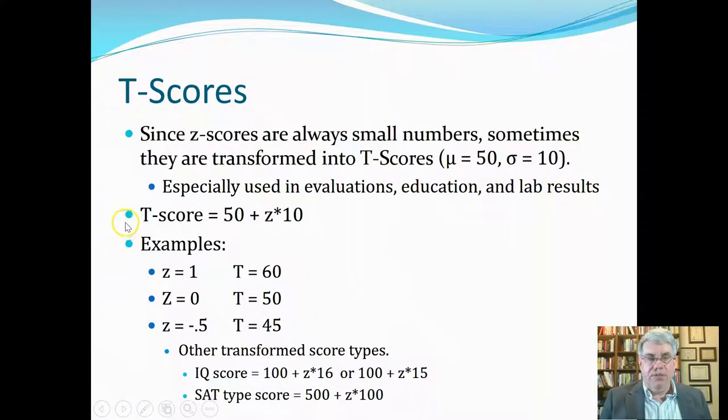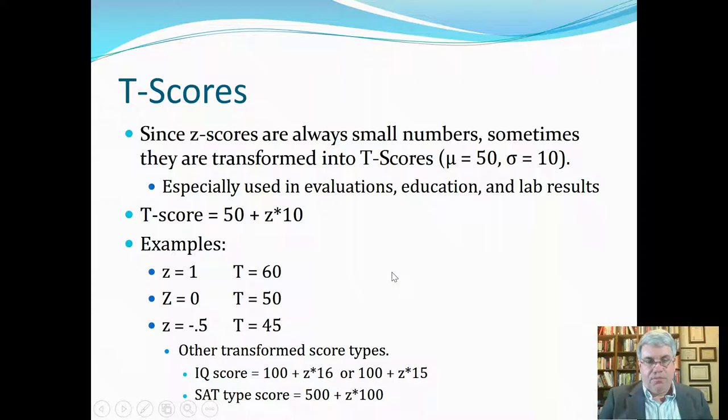So the formula that we can use for t-scores is: t-score equals 50 plus 10 times the z-score. So for example, for a z-score of 1, that would be 50 plus 1 times 10, which gives us a t of 60. For z of 0, which is average, that would be 50 plus 0 times 10, so it would give a t of 50. For a z of minus 0.5, we would do 50 plus minus 0.5 times 10, and that would give us 45. So that's how we go from a z-score to a t-score. And it's a convenient way because we can use whole numbers rather than decimals to describe people's scores.